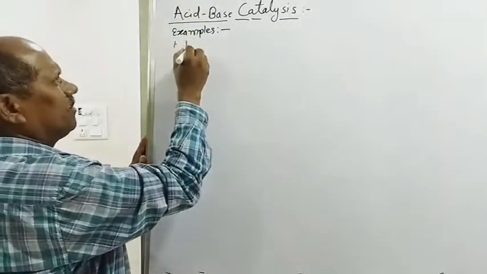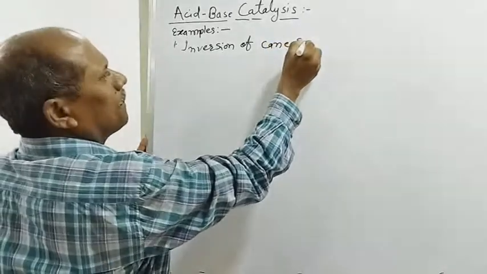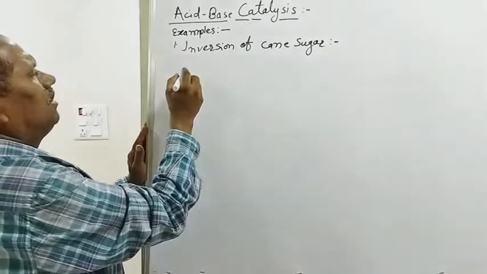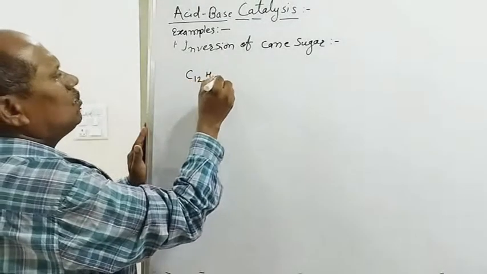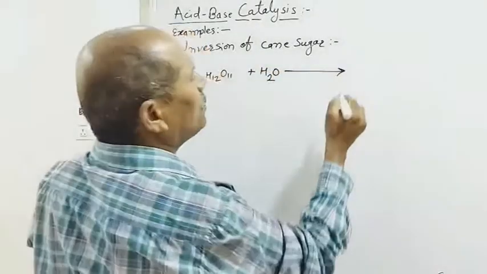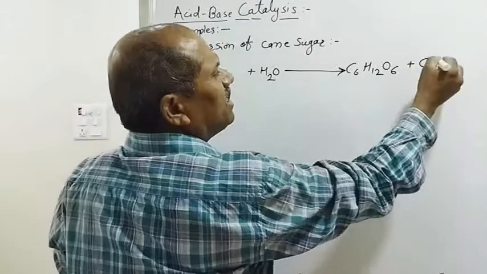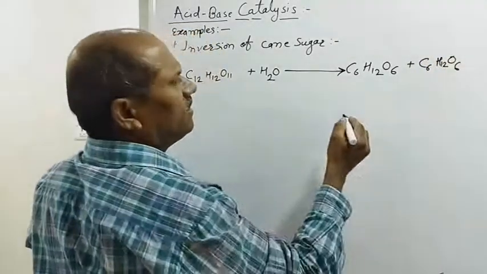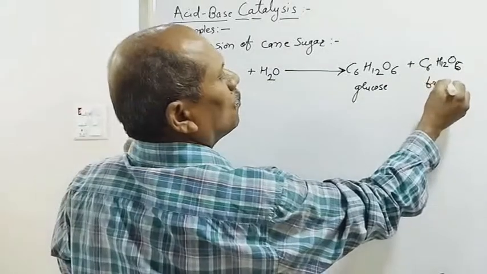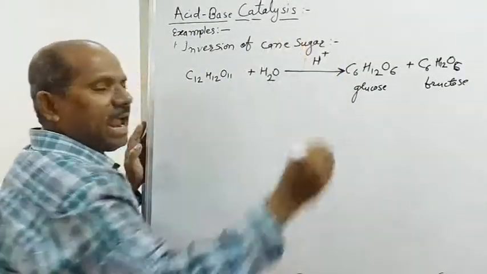Inversion of cane sugar. In which C12H22O11 plus H2O gives C6H12O6 plus C6H12O6, that is glucose and fructose. This reaction is catalyzed by the acids.